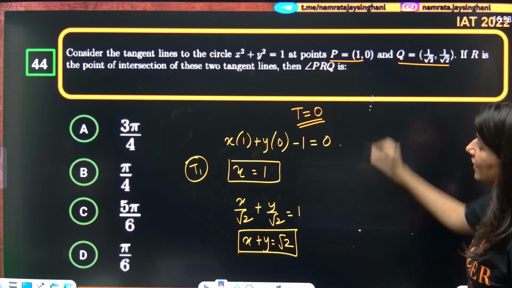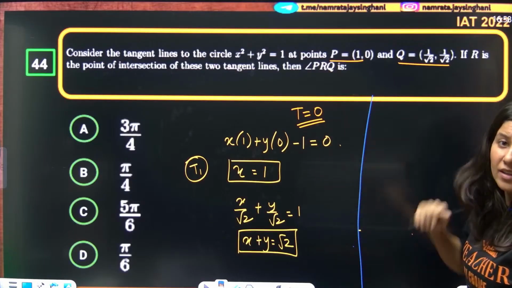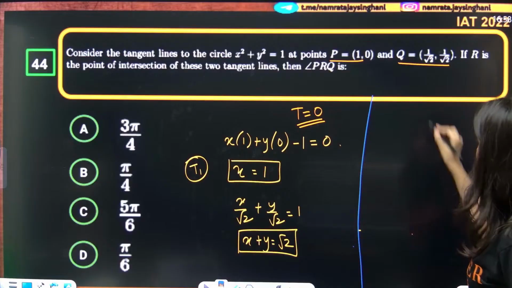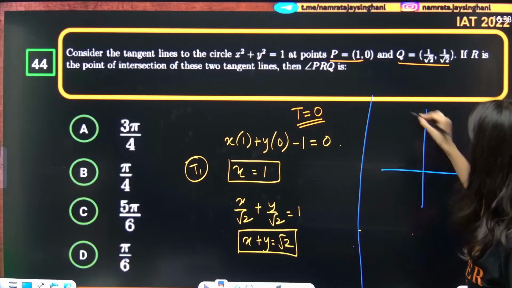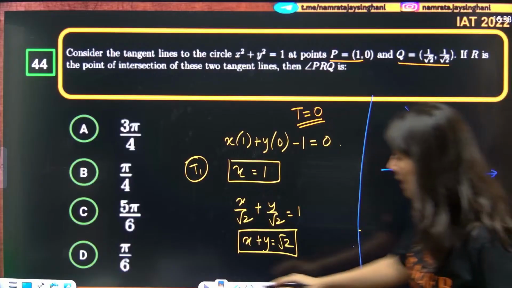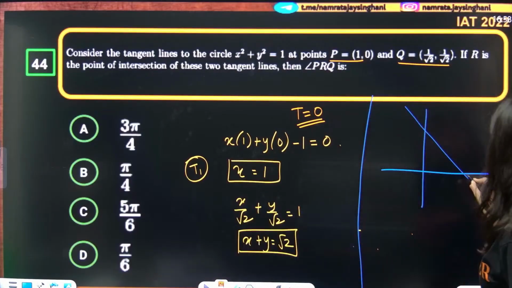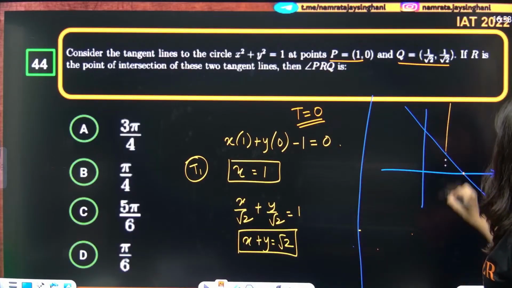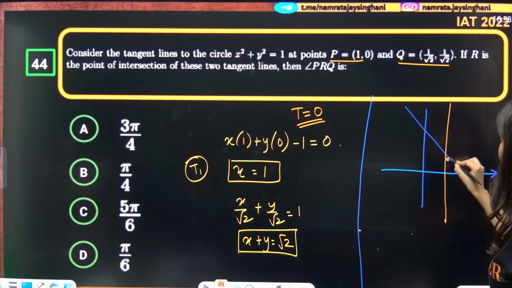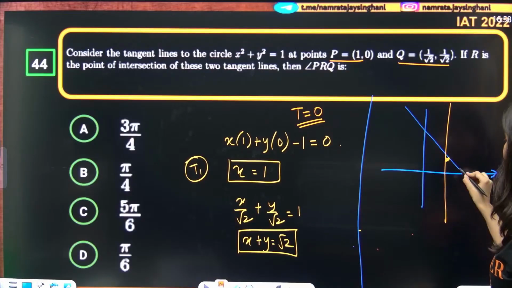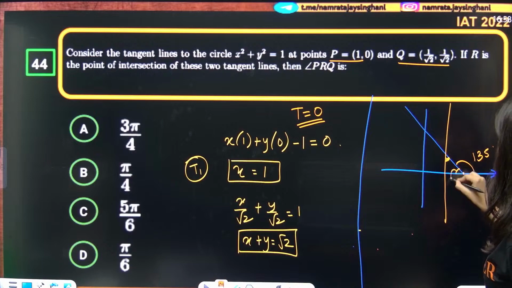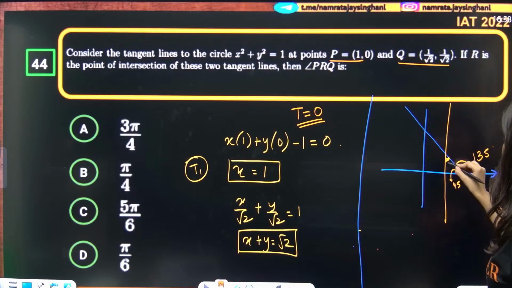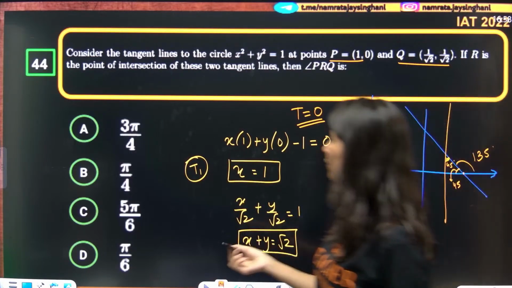Okay. Now these two lines, what is the angle between them? This is very easy. x plus y equals √2 is this line, and x equals 1 is this line. This is your √2. Now the acute angle, obviously, is 45 degrees. This is 135 degrees, this is 45 degrees. So the angle between the two lines is 45 degrees, π/4.